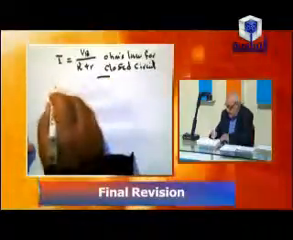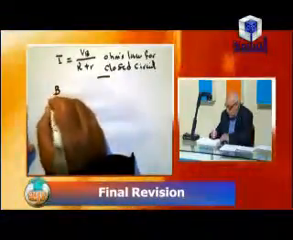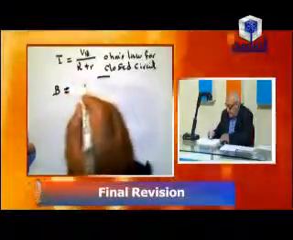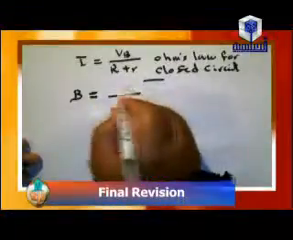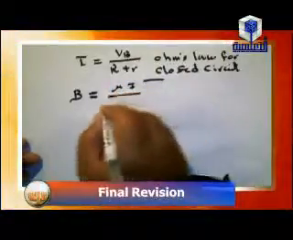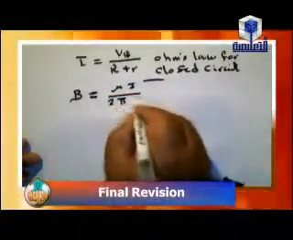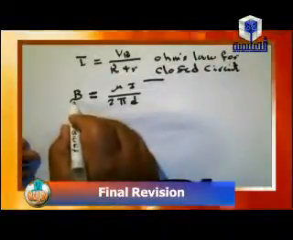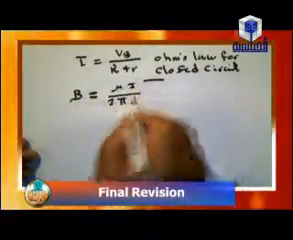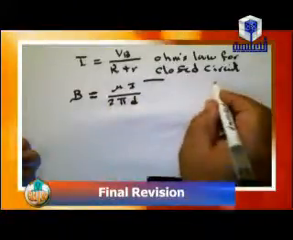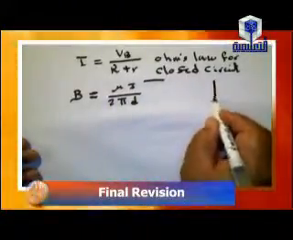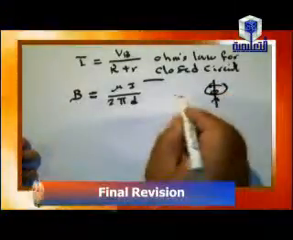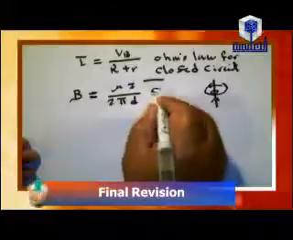Second law: magnetic flux density due to a straight wire carrying a current in a magnetic field. B equals mu I over 2 pi D. I will tell you this law again: magnetic flux density in a straight wire carrying a current, B equals mu I over 2 pi D. We can find the direction of the field by using Ampere's right-hand rule.